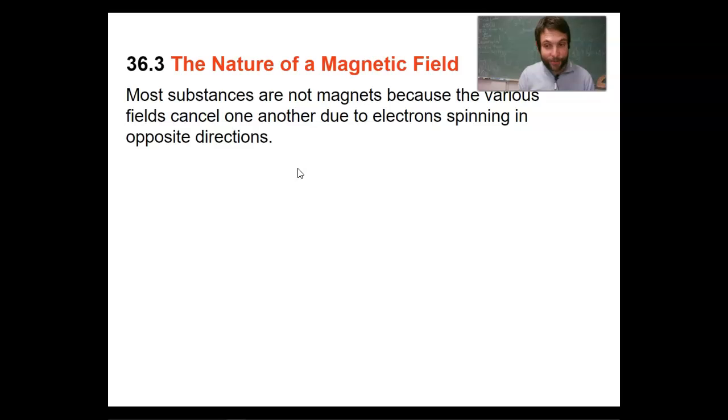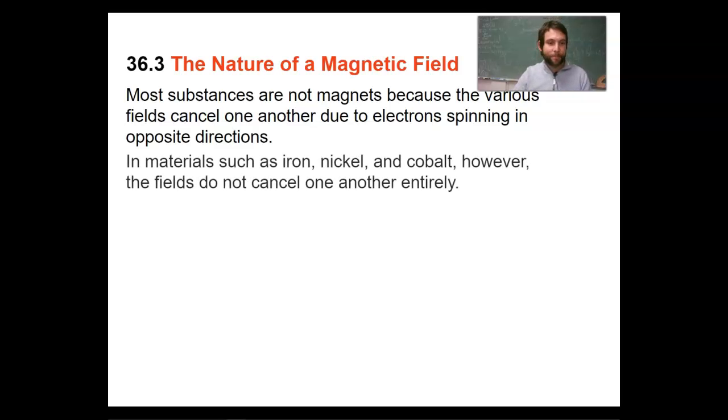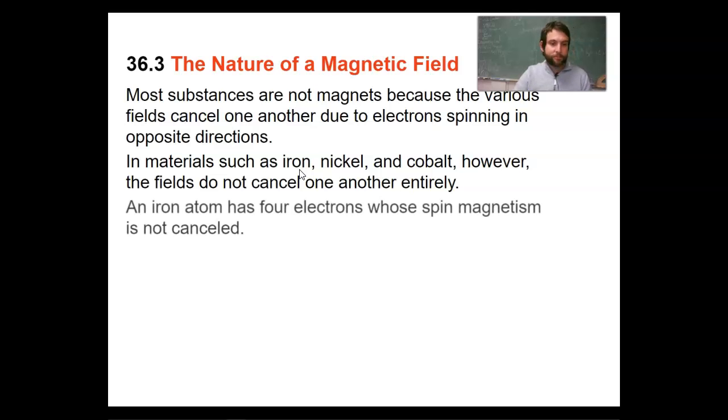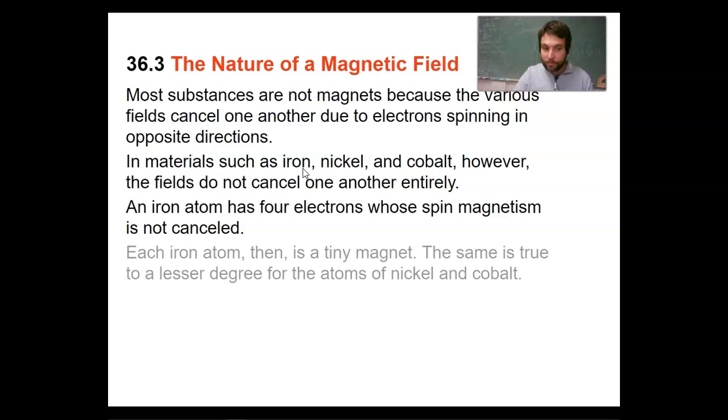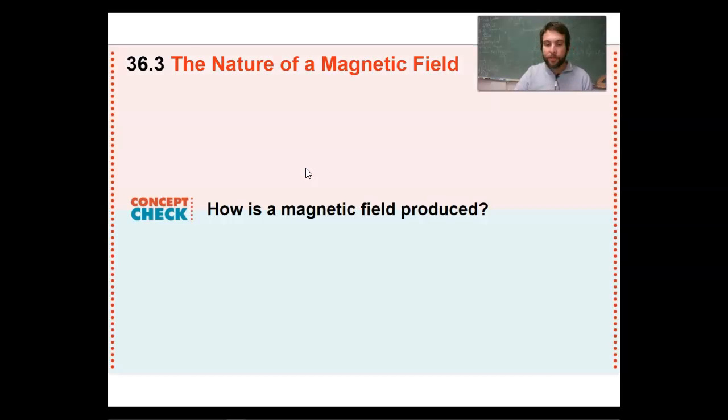Most substances are not magnets because the various fields cancel one another due to electrons spinning in opposite directions. In materials like iron, nickel, and cobalt, however, the fields do not cancel entirely. An iron atom has 4 electrons whose spin magnetism is not canceled. Every iron atom is then a tiny magnet. The same is true to a lesser degree about the atoms of nickel and cobalt.